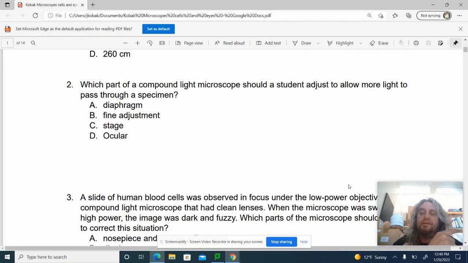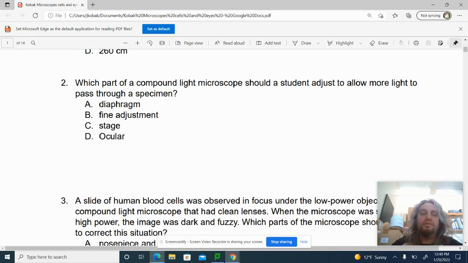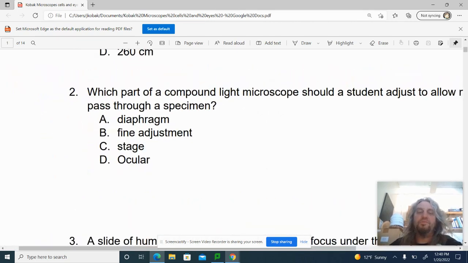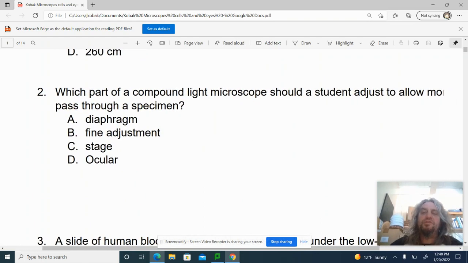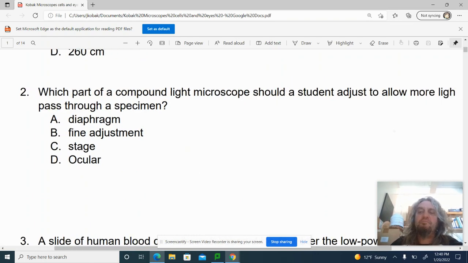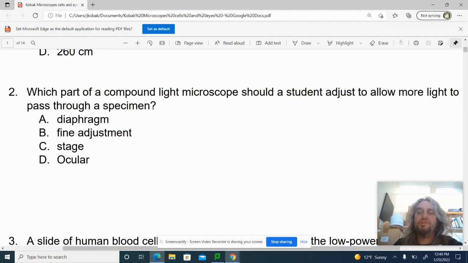Bell just rang, but that was yesterday, not now. Question 2. Which part of a compound light microscope should a student adjust to allow more light to pass through the specimen? A, diaphragm, B, fine adjustment, C, stage, D, ocular.